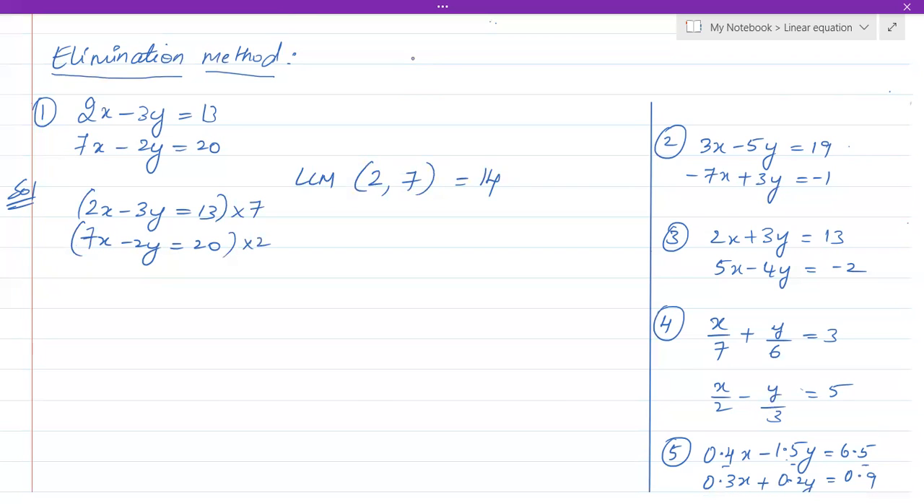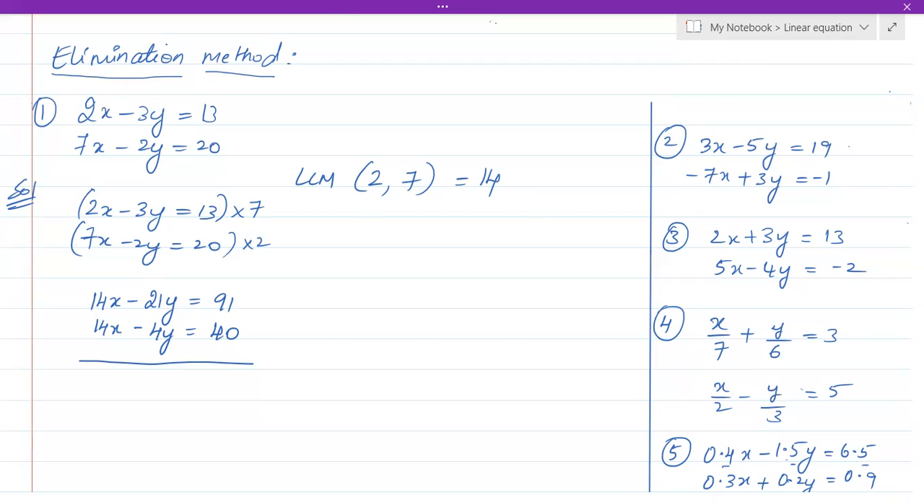So let's multiply that. 2 into 7x is 14x, minus 7 into 3 is 21y, equal to 7 into 13, or 13 into 7, is 91. 2 into 7 is 14x, again minus 2 2s are 4y, equal to 2 into 20 is 40. So here we have made the coefficients the same, isn't it? Now if you observe, the coefficients are the same in both the equations.